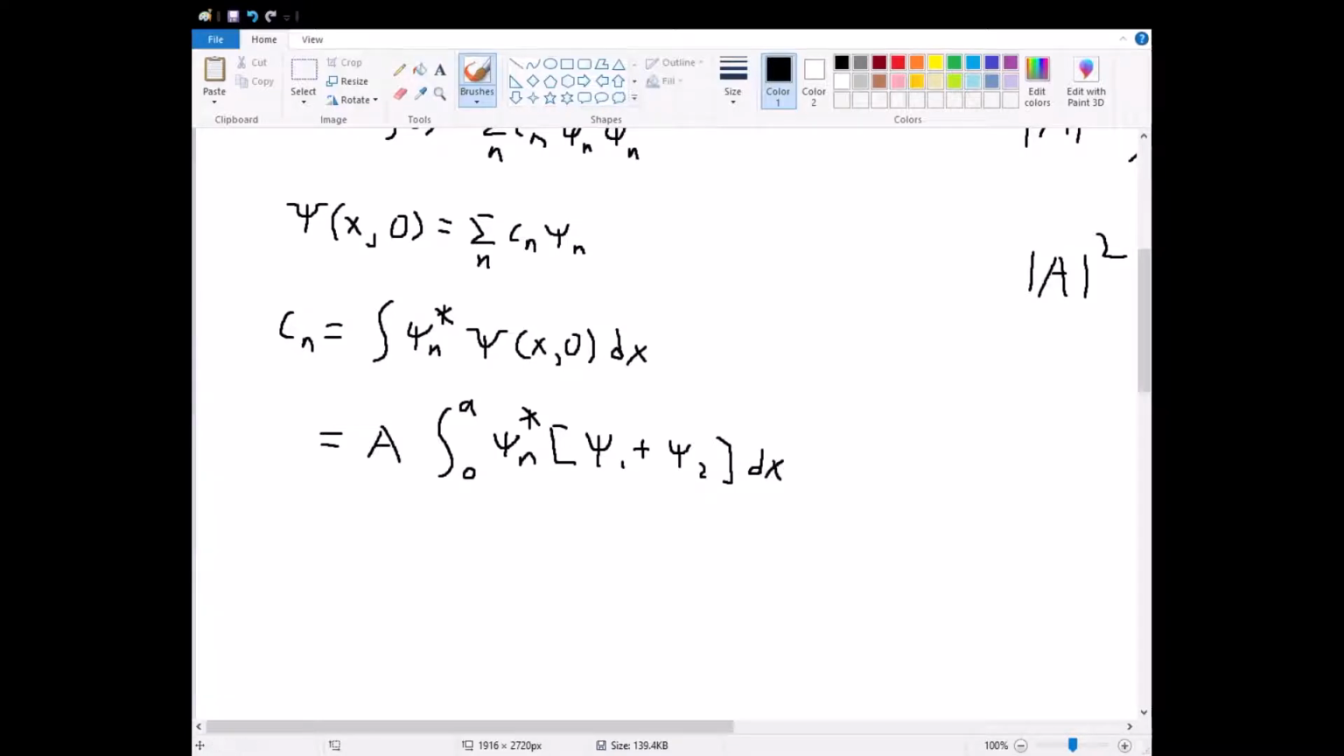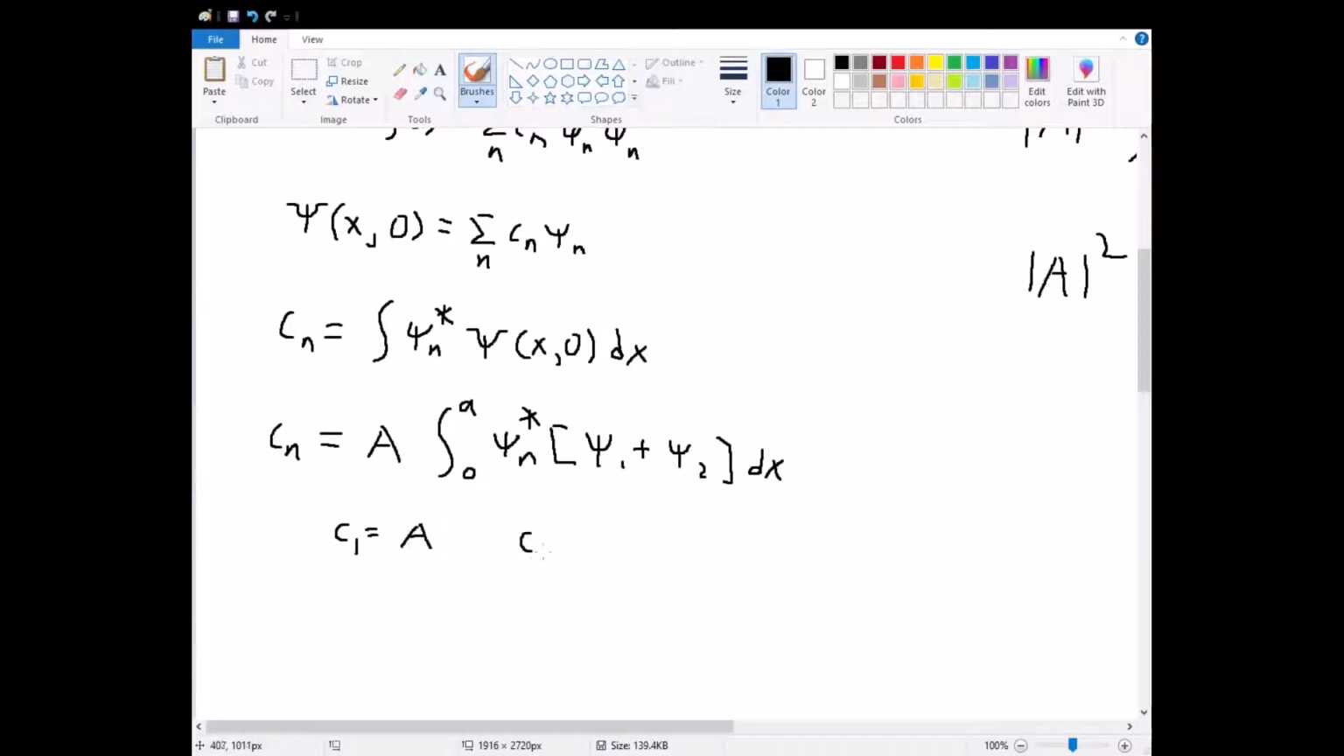And from here, hopefully you see that the way to solve this is the exact same as before. We exploit orthonormality. So if we're trying to find n equals 1, then this is just going to be equal to, and we're going to replace the psi n star with 1, in which case we have psi 1 star times psi 1 plus psi 1 star times psi 2. Due to orthonormality, psi 1 star times psi 2 integrates to 0, whereas psi 1 star times psi 1 just becomes 1. So C1 is just going to be equal to A.